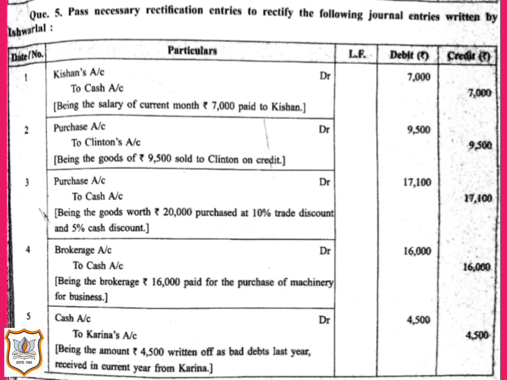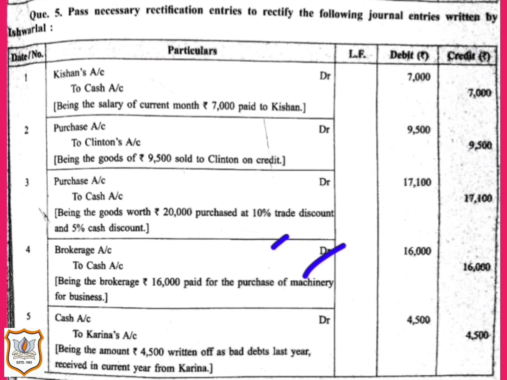So here is journal entry number 4th. Here brokerage account is debited by rupees 16,000 and cash account is credited by rupees 16,000. But in narration it is given that being the brokerage rupees 16,000 paid for the purchase of machinery for business. So here we can see that cash account is credited, that is correct. But here brokerage account should not have been debited.